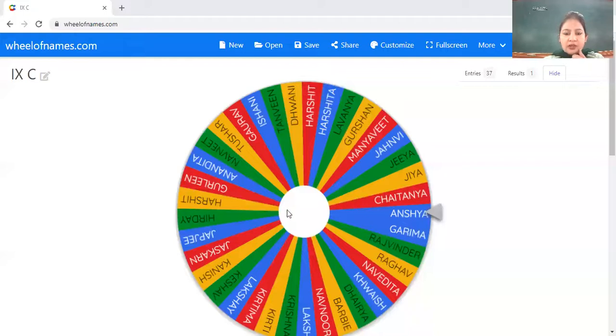I have tried to keep the names of as many students as I could remember. Even if I skipped some students, don't mind. Next time I will include their names also. Okay, so don't worry about that.